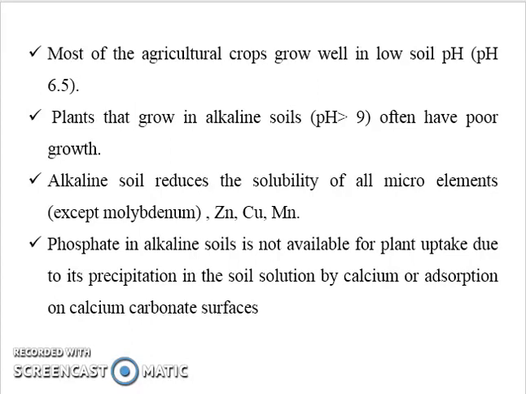Most agricultural crops grow well in soil pH equal to 6.5, near neutral condition. Plants that grow in alkaline soil often have poor growth, so it is not preferable to have a very high or strong pH in agriculture. Alkaline soils reduce the solubility of all micronutrients except molybdenum, but zinc, copper, and most of these micronutrients precipitate in alkaline soil in the form of carbonate or oxide. Phosphate also is not available in alkaline soil.